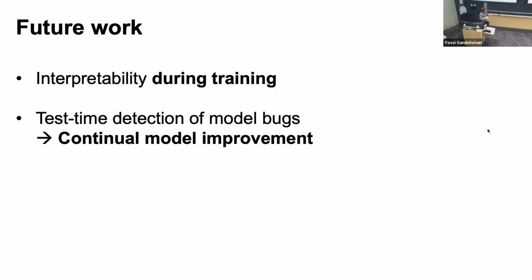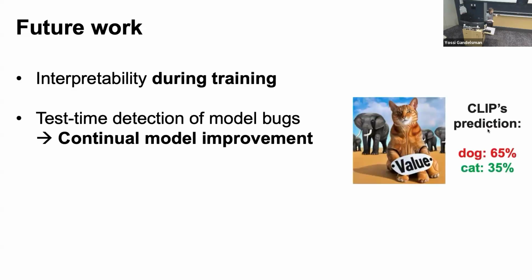Also, the fact that we can detect model bugs, like the example I showed you before, means that we can also feed it back to the model. If we can detect these cases and mass produce them, we can feed them back to the model and maybe train the model to be more adversarially robust, right? So maybe we can use that for continual model improvement. There's another thing that I would be very excited to explore.